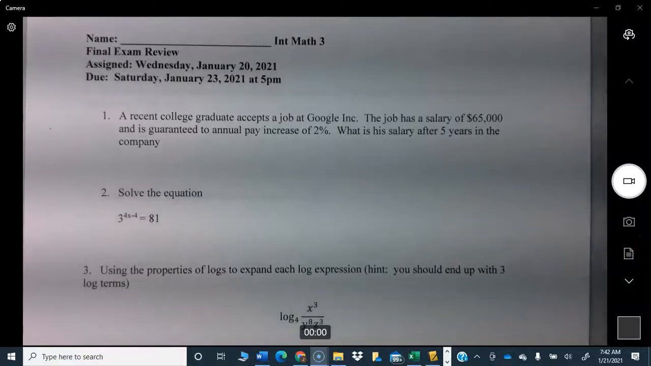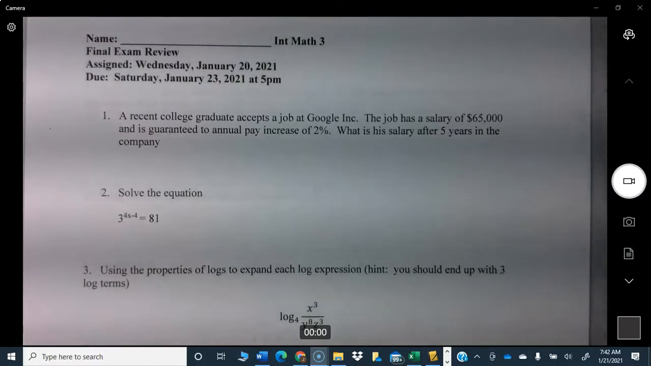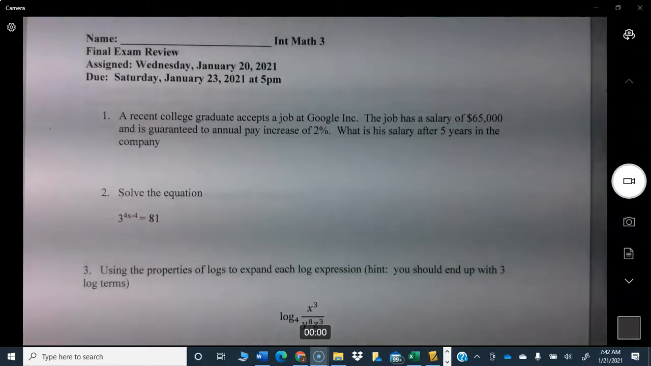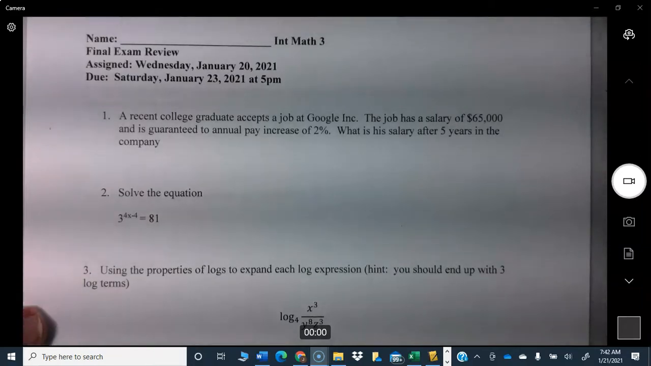Integrated Math 3, this is the test review for the final exam. So this is going to look exactly like the exam looks, except I'm giving you questions with different numbers. So let's go ahead and get started on this. It's not a long exam. I eliminated a couple of the problems.